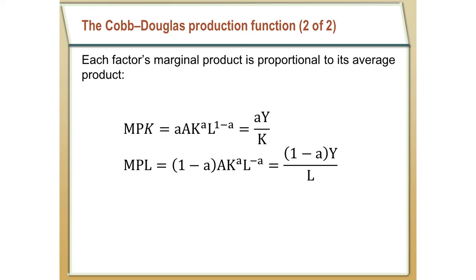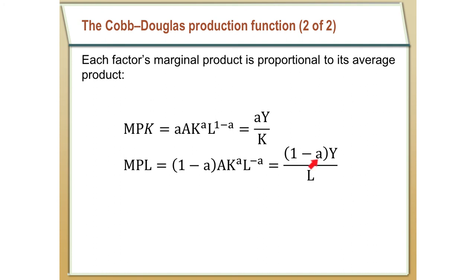Similarly, with the marginal product of labor, we could take the partial derivative of the production function with respect to L, and we get this expression here. With some algebra, we can convert it to a simpler form here. So the marginal product of labor is given by 1 minus A times Y over L, again, where A is the alpha term from the previous slide.